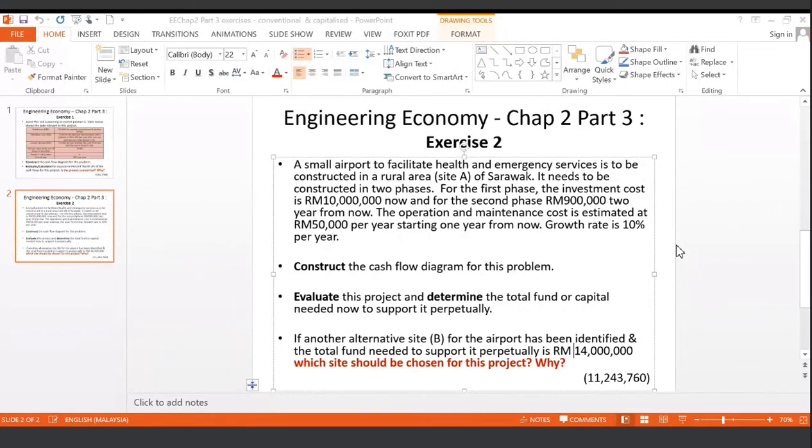What is P? Okay, what is P for? Okay, for 900,000, if you want to determine P at N equals to 0, so that 900,000 is considered as your F, future value, right? So you need to use the formula where P is unknown and F is known. So you will get the value of P.